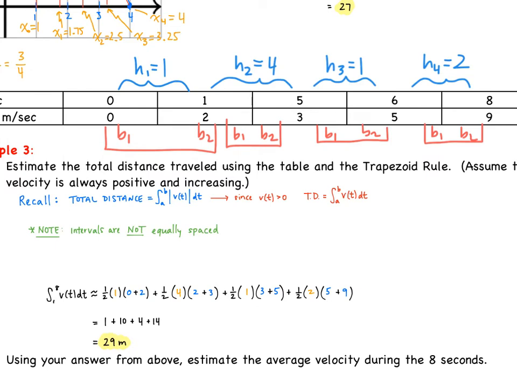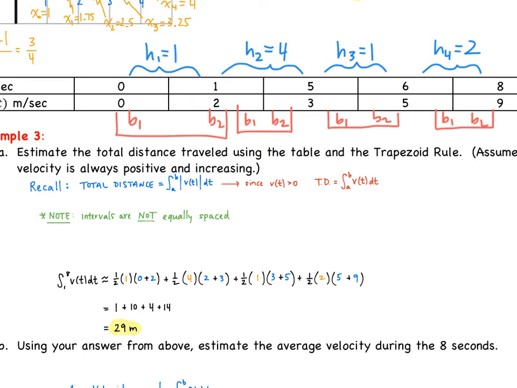So we have to set them up as separate trapezoids because the heights are all different. Our first trapezoid is this information here: 1/2 times 1, that's our height, times the sum of our bases, 0 plus 2. Those are the velocity values. Plus 1/2 of our height, which we said was 4, times the sum of our bases. Plus 1/2 times 1, that's our third trapezoid, times the sum of those bases. And then our last trapezoid, 1/2, the height is 2, and the sum of our bases. So when we add this all together, we get 29.